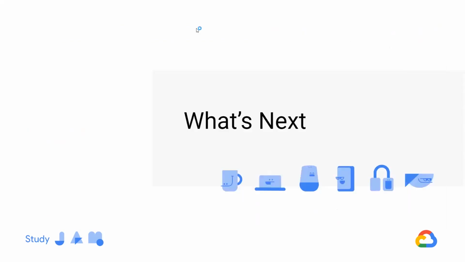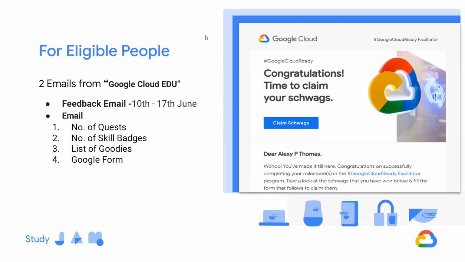So what's next? You will be curious to know how to claim your swags. That is the next step I am going to explain. For the eligible people, Google will be sending 2 emails. I am saying again, it will be from Google Cloud EDU. At registration time, there was confusion that you were not getting the email to claim your credits. So you need to make sure that the email from Google Cloud EDU is not marked as spam. Otherwise, it will be in the spam and you will miss claiming your swags.